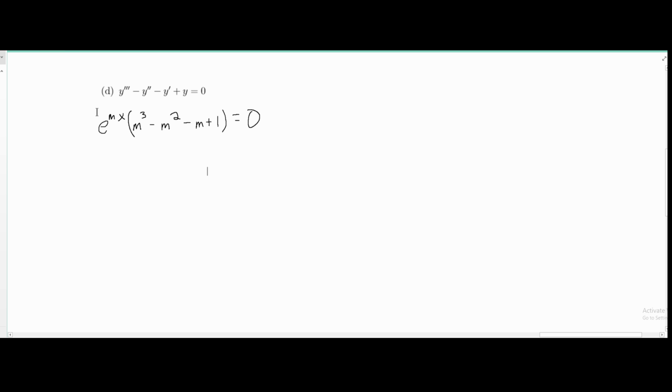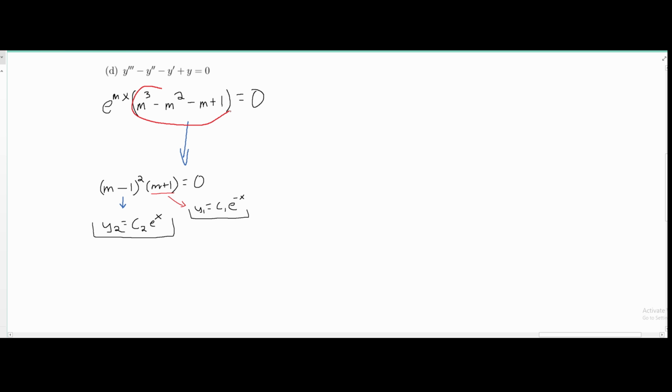So for D, we will plug in all of our y's, and this is what we get. So we need to factor this portion, and we get (m minus 1) squared and (m plus 1) is equal to 0. For this m plus 1 part, we can get this y1. For the m minus 1 part, we need 2 y's. However, we only get 1.